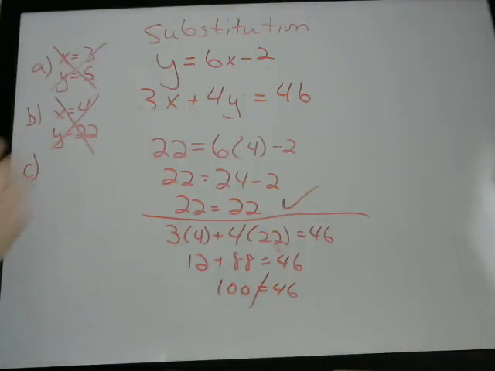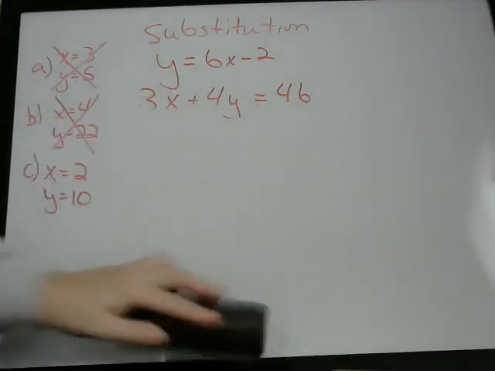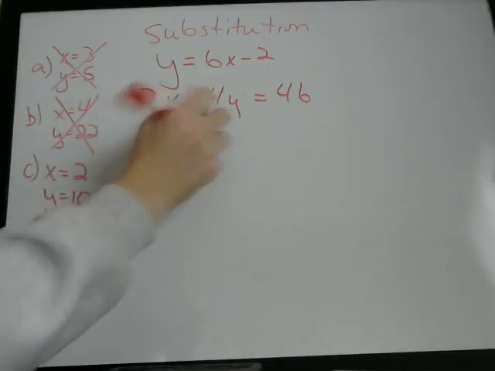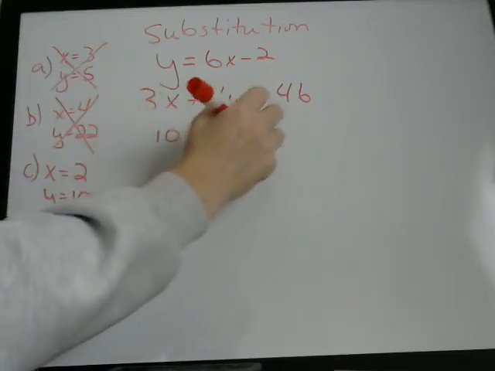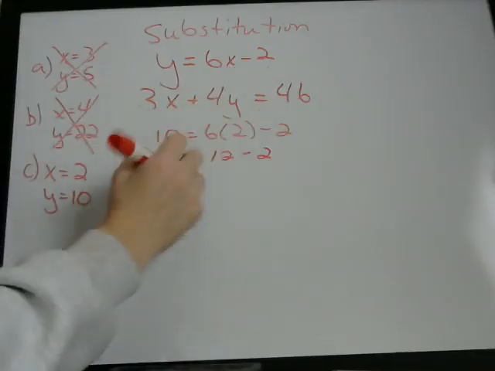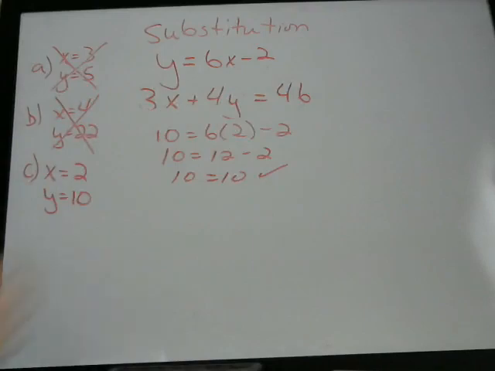So let's see. Let's say C is x equals 2, y equals 10. So we'll once again go to the first equation. Y equals 10, so 10 equals 6 times x, which is 2, minus 2. 10 equals 12 minus 2, 10 equals 10. That checks out. This could be the right answer.